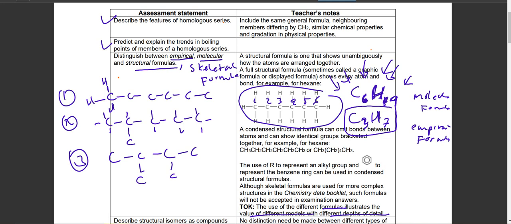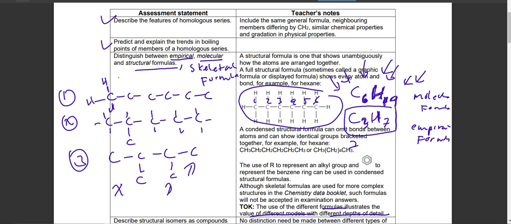We call it the bonding inside the compound itself, and that will be useful in organic chemistry to later determine the boiling point. So again, please understand the difference: this one is structural formula, this is empirical formula, and this is molecular formula.